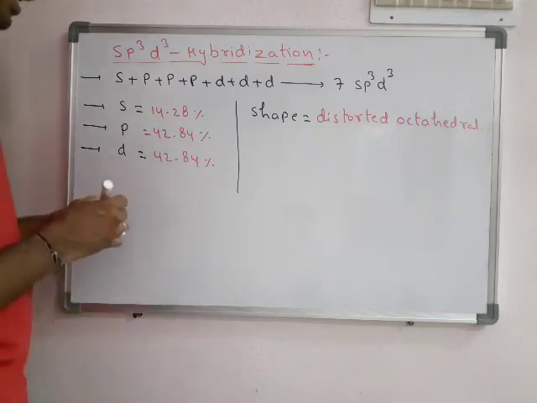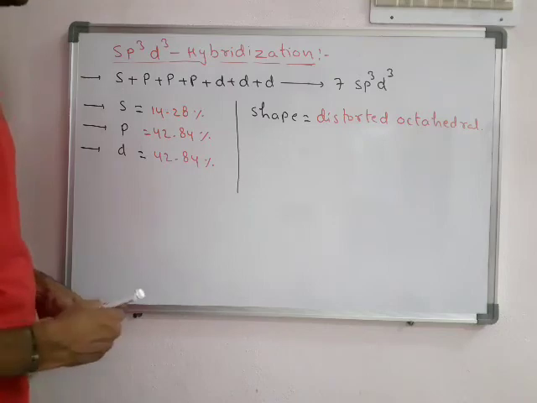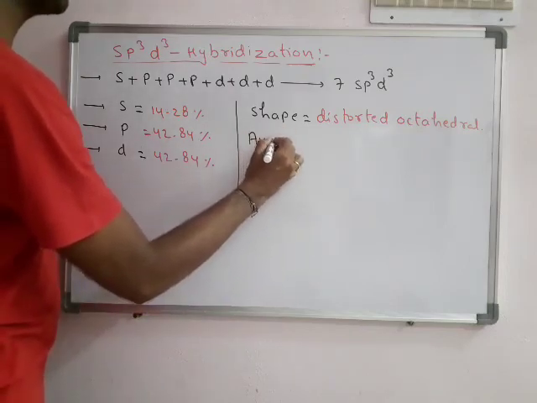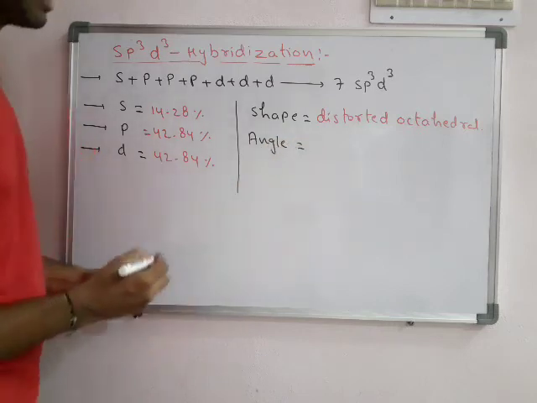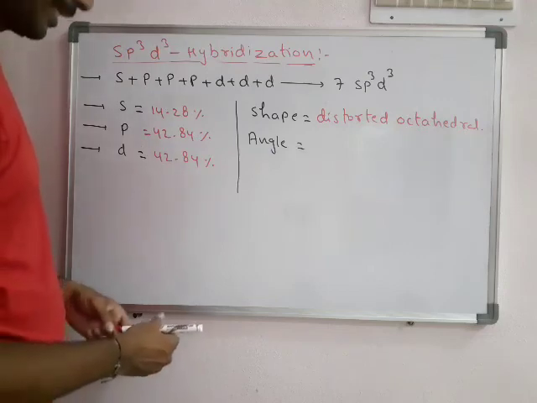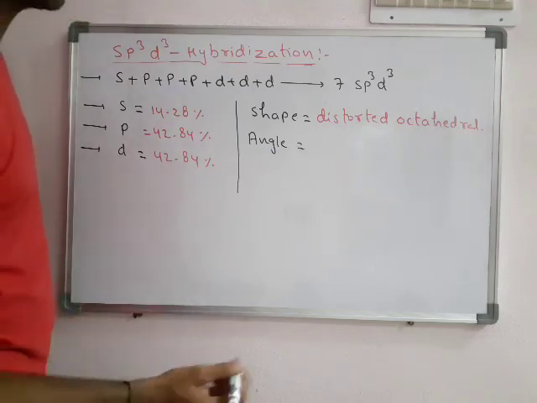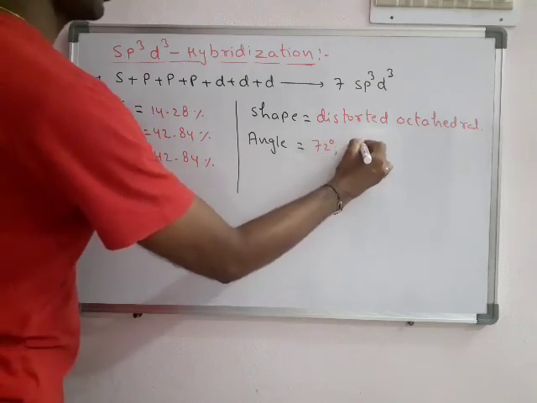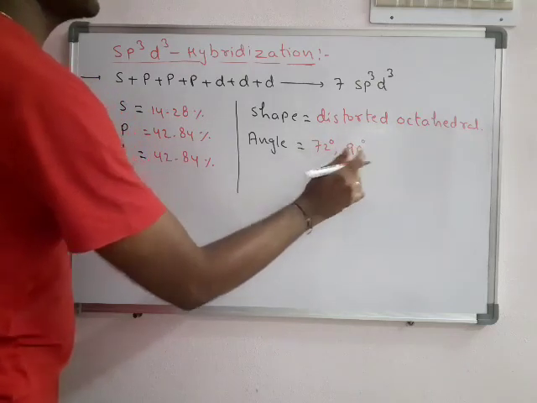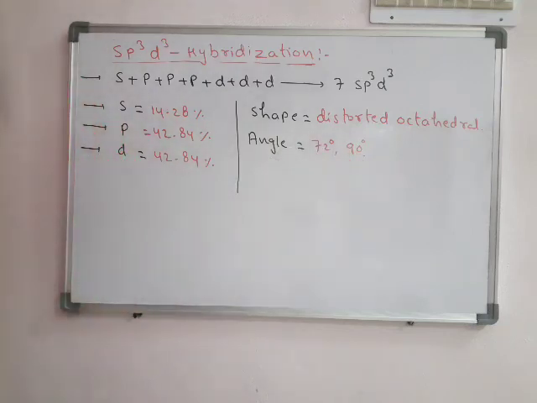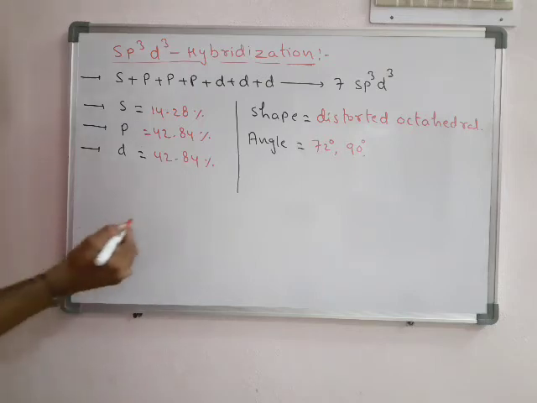Next, what will be the bond angles? Now we are discussing the angle between the hybrid orbitals. In the distorted octahedral with 7 hybrid orbitals, it is 72 degrees and 90 degrees. These are the bond angles present in it. Then what is the shape? Distorted octahedral shape is here.